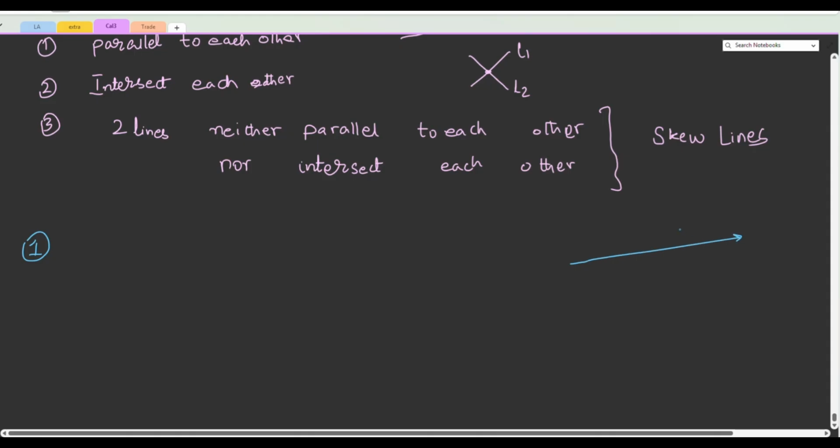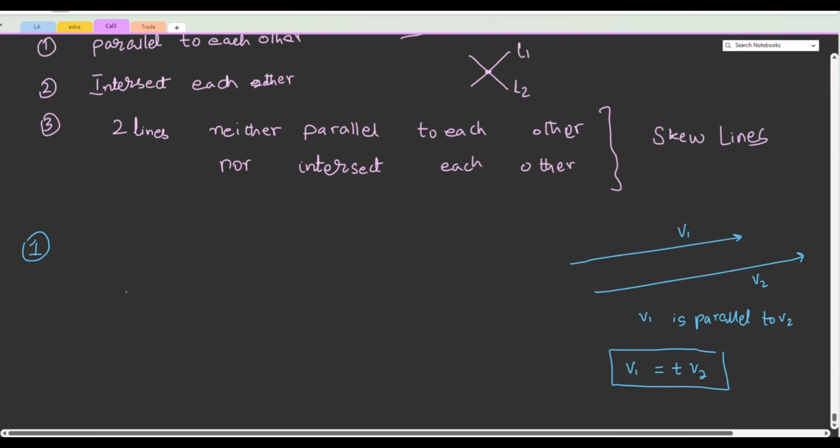Suppose that this is a vector v1 and there is another vector v2 which is parallel to the vector v1. So if two vectors are parallel to each other, we can write them as a multiple of each other, that is v1 equals t multiplied with v2.